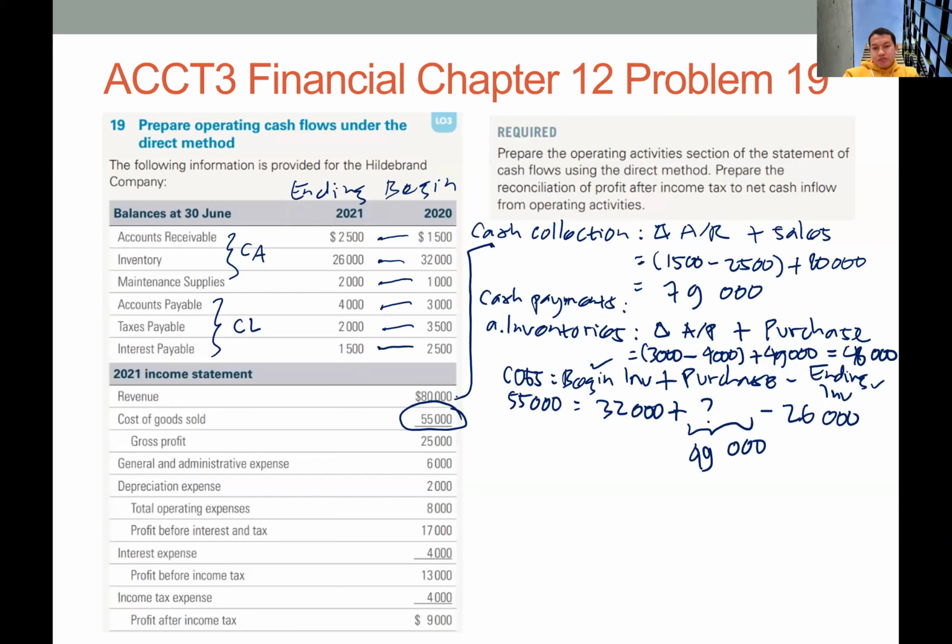Yeah, so if you know that the formula comes from this cost of goods sold, you don't have to memorize actually. You just have to know how we calculate the cost of goods sold, and simply rearrange the formula to get the purchase or any other account within this calculation. Okay, any other comment?